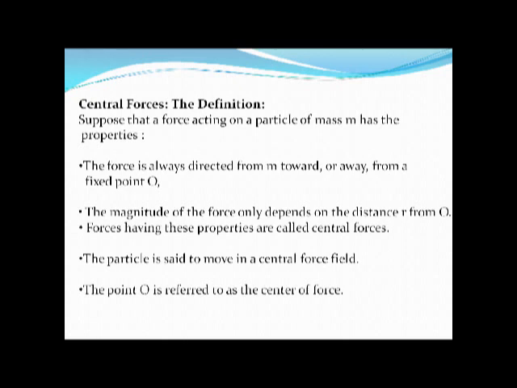So these are the basic definition of center of force. You can easily understand it by the example of our solar system, or electron is moving around the nucleus. It is also the best example of central force field.